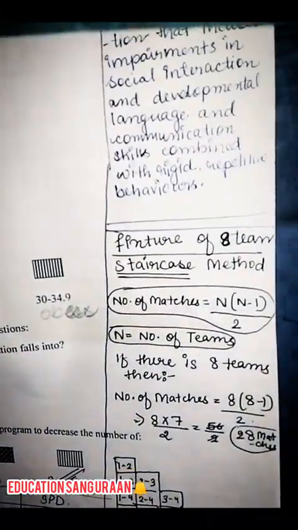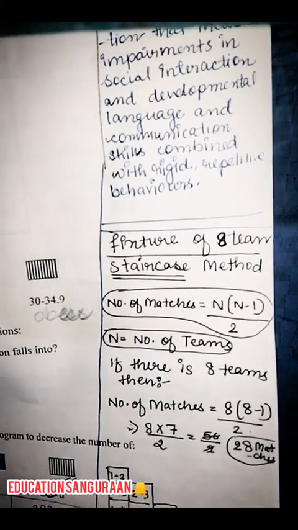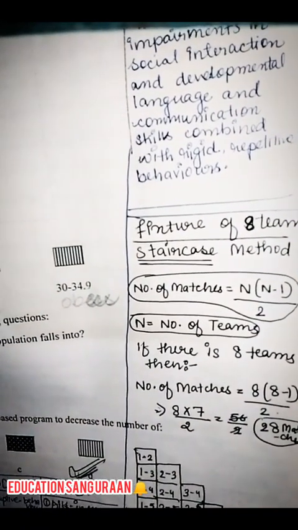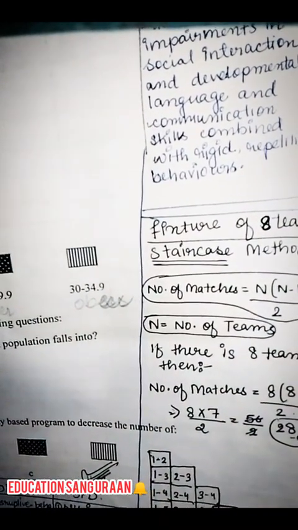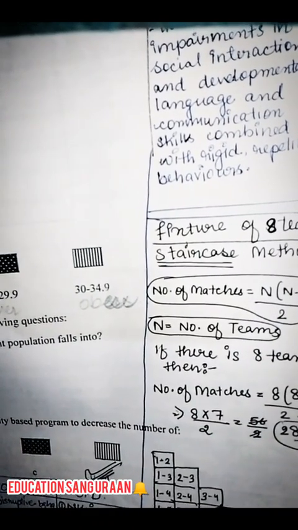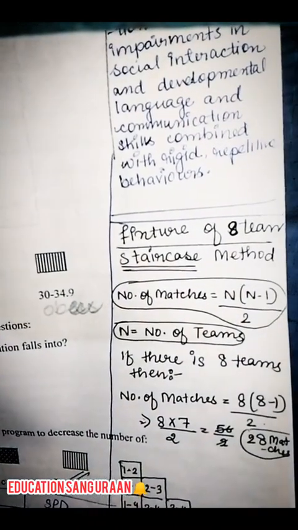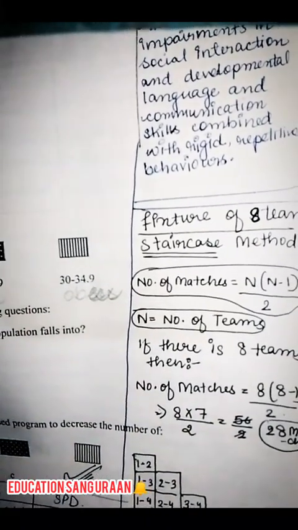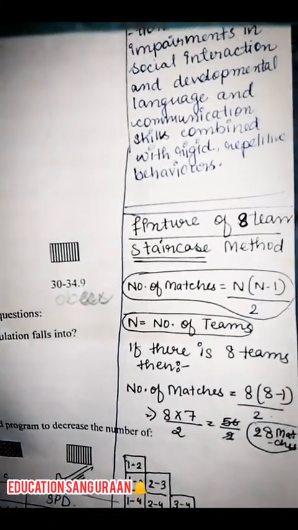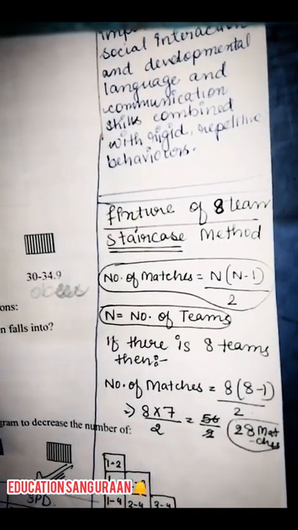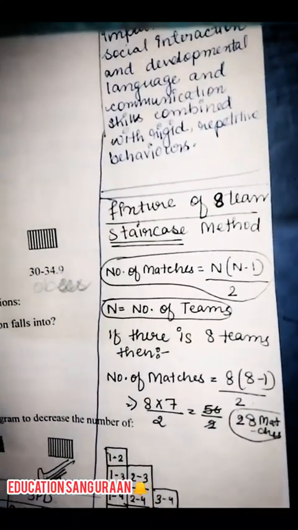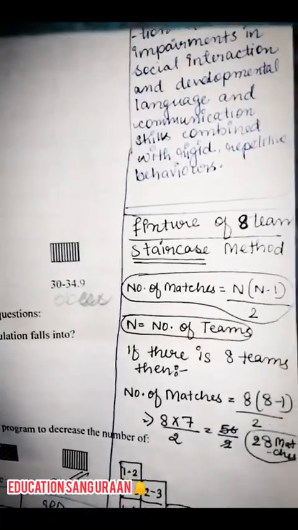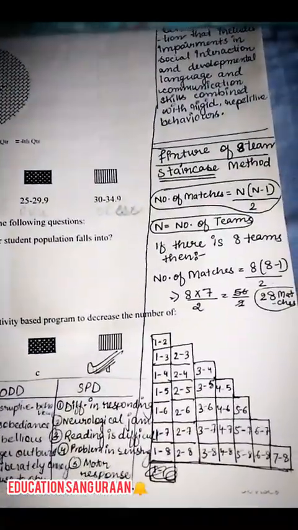So there is a picture of 8 teams, staircase method. In this staircase method, you have the formula n(n minus 1) upon 2, where n is the number of teams. So if there are 8 teams, then the number of matches will be 8 into 7 by 2, that is 56 by 2, that is 28. 28 matches will be held in the staircase method if there are 8 teams. So you can see that.